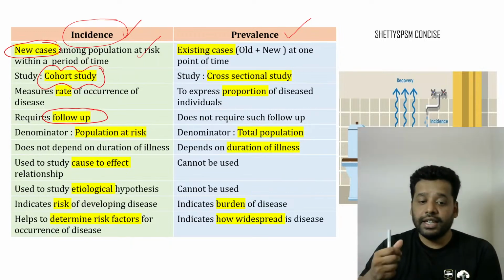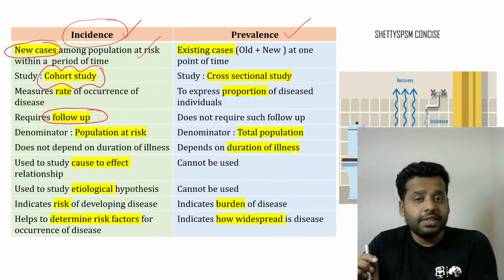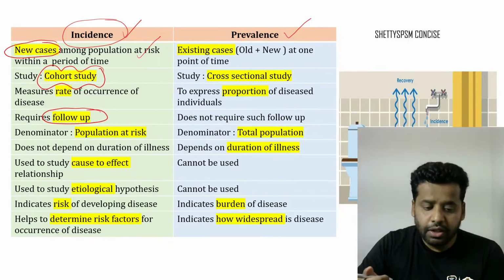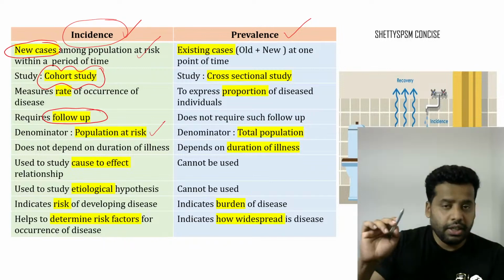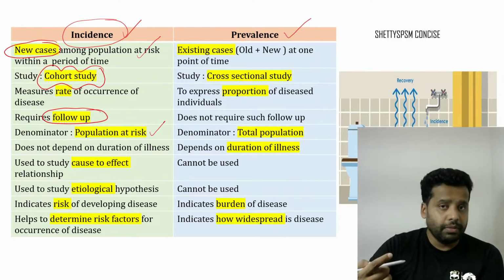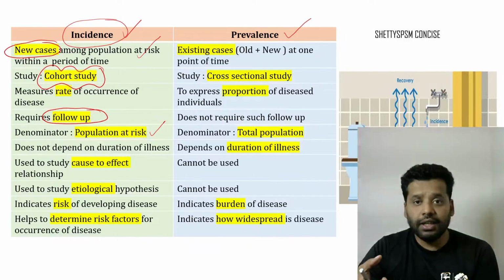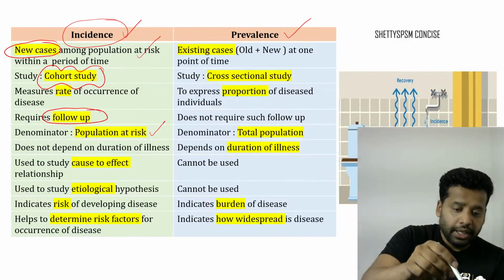If they ask directly, it is incidence. What is incidence? New cases. What is the denominator? Population at risk. So you are giving a time component. Follow-up is being done. Once you do follow-up, it is a rate.